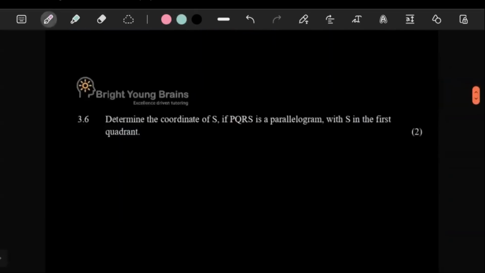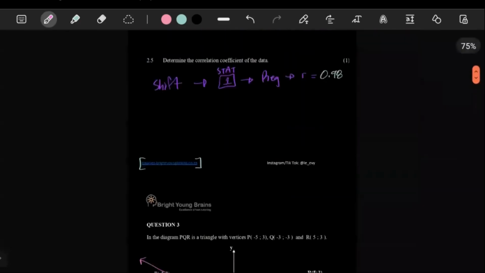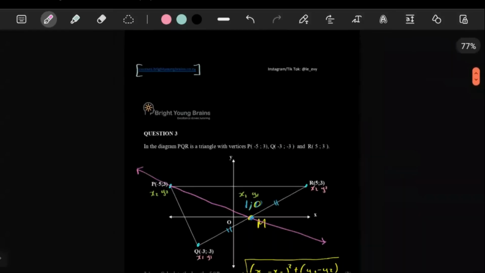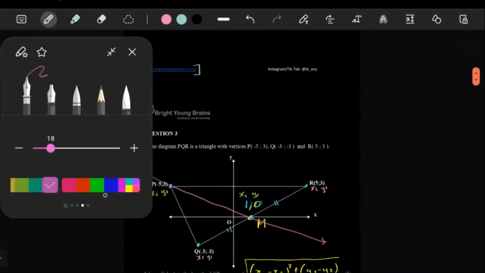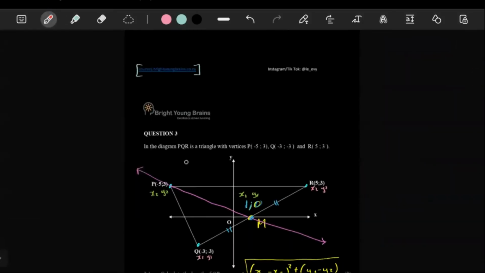3.6 says the following. Determine the coordinates of S if PQRS is a parallelogram with S in the first quadrant. If S is in the first quadrant, it means that S is somewhere here.